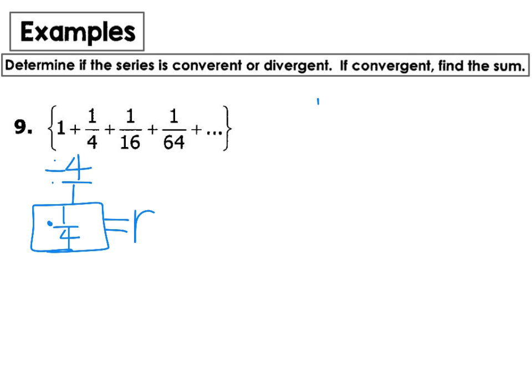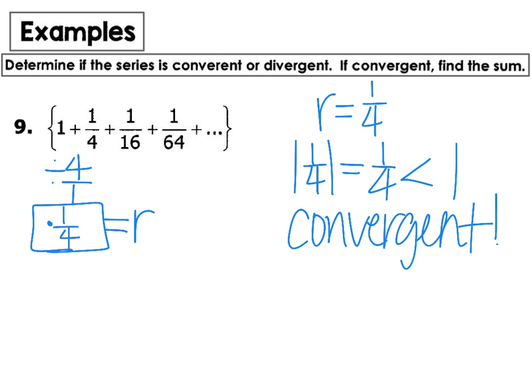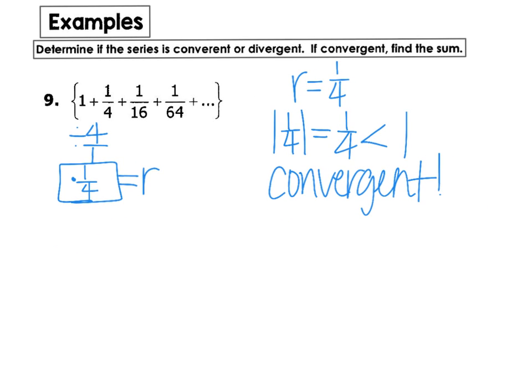Now, if r equals 1/4, we take the absolute value of 1/4, which is 1/4, and that is less than 1. Therefore, because the absolute value of our common ratio is less than 1, this is a convergent geometric series. Because it's convergent, we can use our formula to help us find the sum that it's approaching.